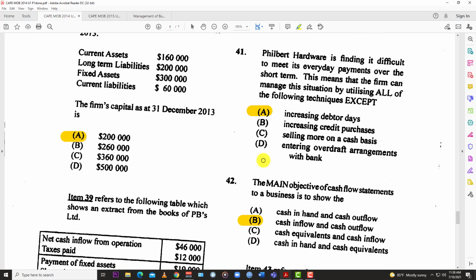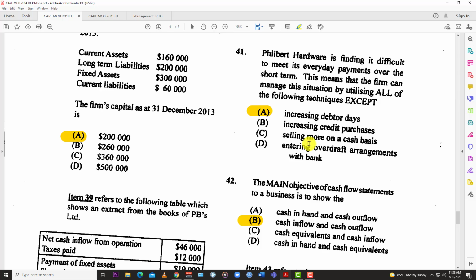41. Philbert Hardware is finding it difficult to meet its everyday payment over the short term. This means that the firm can manage its situation by utilizing all of the following except. So what can they do? Which one of these will not help to improve their cash flow? Because that's a cash flow problem. Cash ain't coming in fast enough. So let's look at the options.